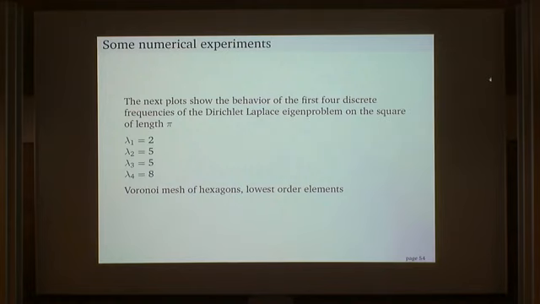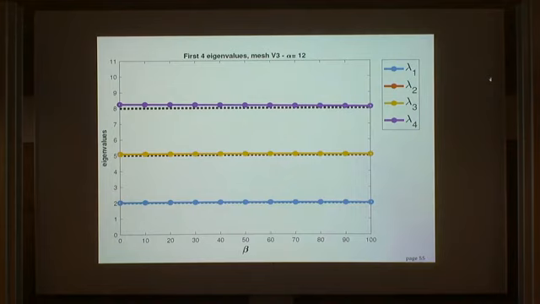So let's see some numerical examples. Square, Laplace. These are the first 4 eigenvalues. You see only 3 of them because 2 are superimposed, because it's a multiple eigenvalue. I fixed alpha equal to 12, and I let beta vary. You get very nice numbers. Everything seems to be very nice.